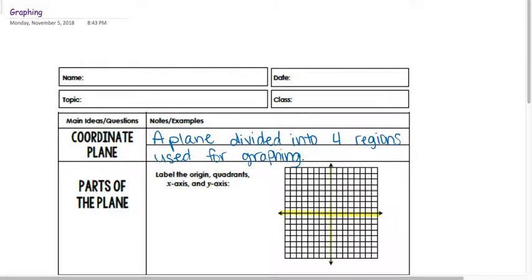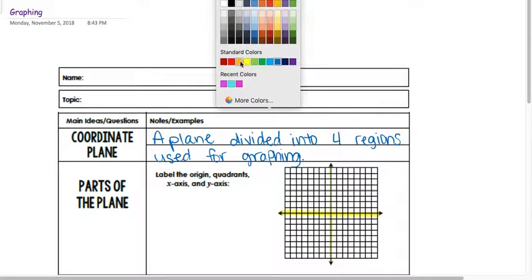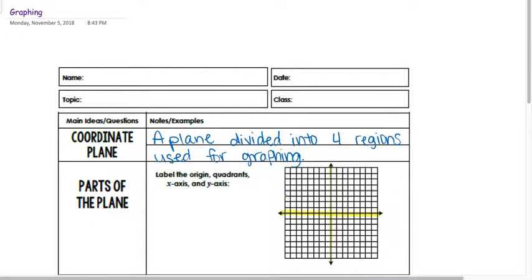Okay, so let's go ahead and look at where the origin is. The origin is going to be right here in the middle, where the x-axis and the y-axis intersect. So I'm going to put a point there, and draw a line out to the side here, make a little arrow, and then write origin. The origin is always going to be 0, 0, because it's 0 on the x-axis and 0 on the y-axis, because it's right there in the middle.